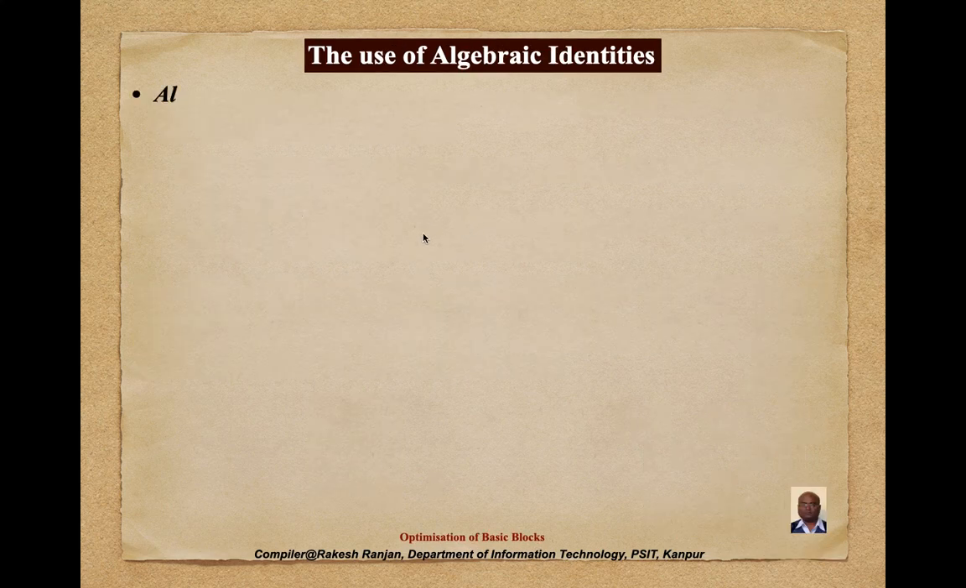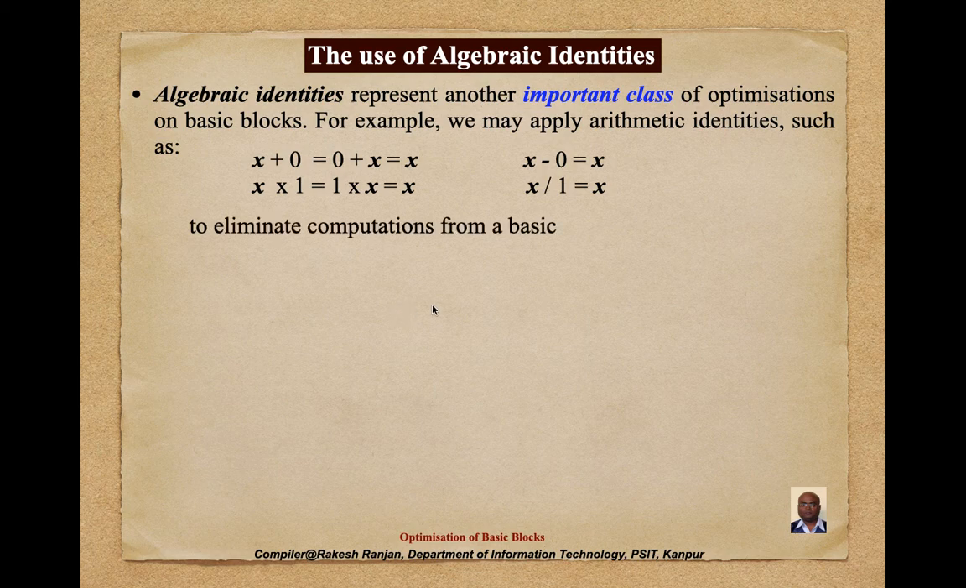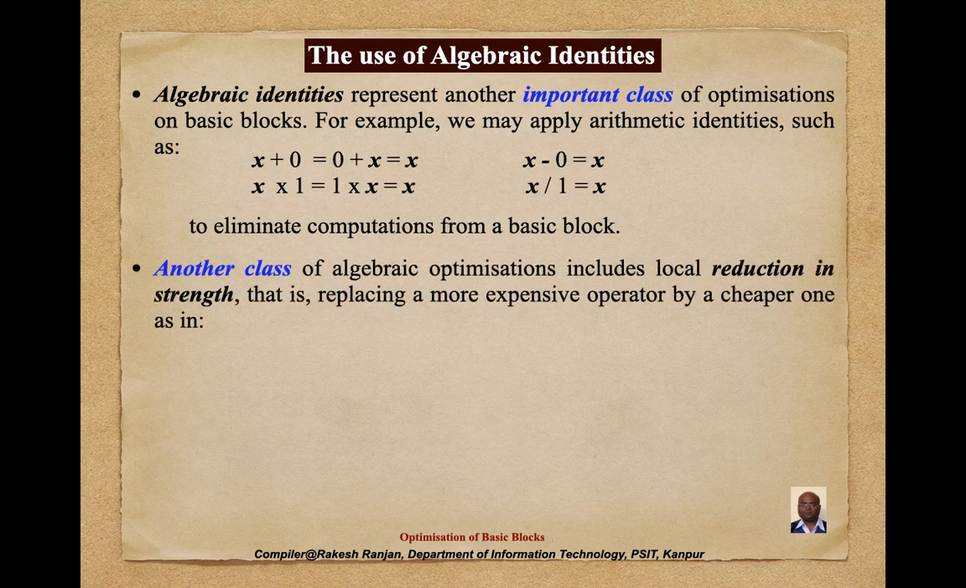And next we can also use the algebraic identity. The algebraic identity represents another important class of optimization on basic blocks. So x plus 0 can be written simply as x, or 0 plus x can also be written simply as x, and x into 1. X divided by 1 is also x, x minus 0 is also written as x. So from the basic blocks we can find all these identities, and we can use the value x directly, so that we can avoid the additional multiplication or division and so on.